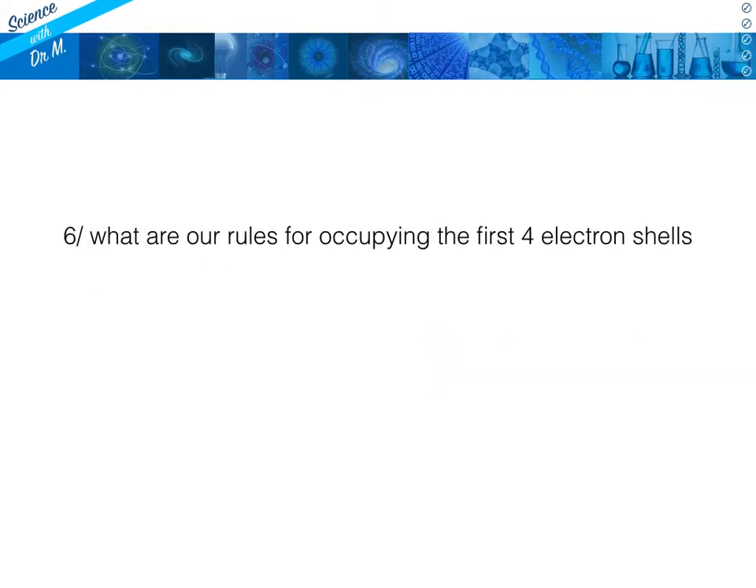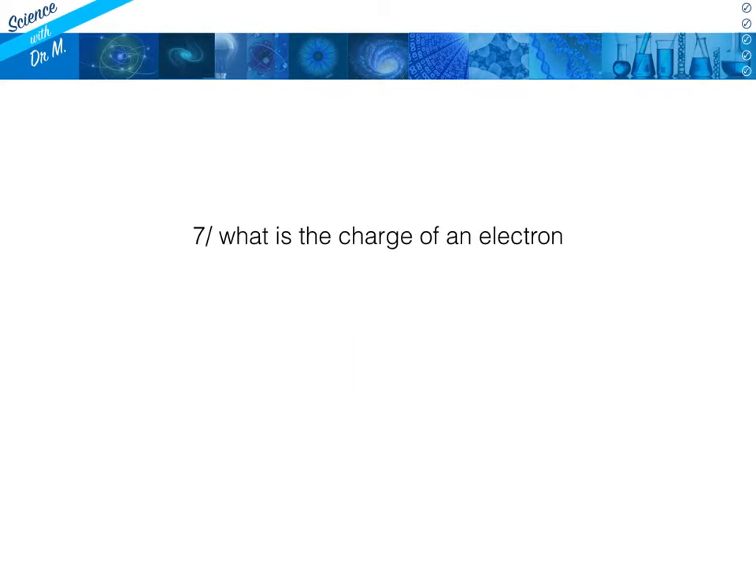Okay, question 6. What are our rules for occupying the first 4 electron shells? Answer. First shell's got 2, second shell can have up to 8, third shell up to 8, and fourth shell up to 2.